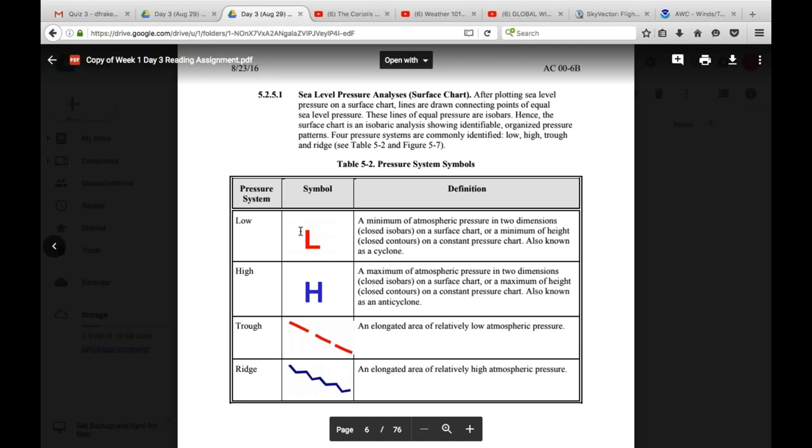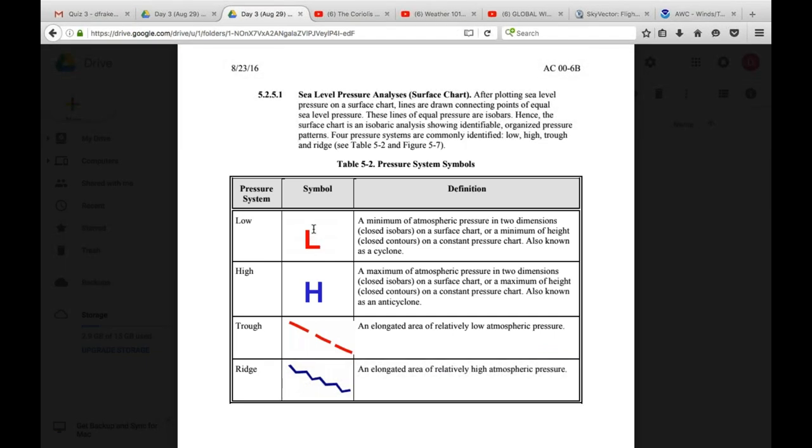A low is going to be characterized by this red L, a minimum of atmospheric pressure in two dimensions on a surface chart, or a minimum of height on a constant pressure chart, also known as a cyclone. Cyclone is just referring to the way it's spinning. If something is cyclonic, then it's spinning counterclockwise, as long as you're in the northern hemisphere.